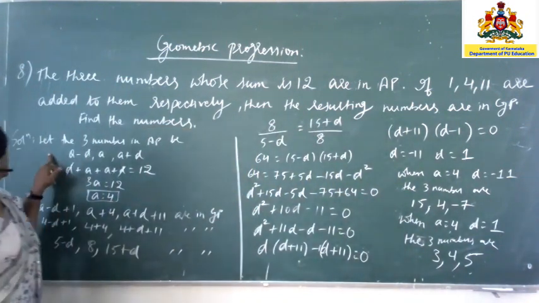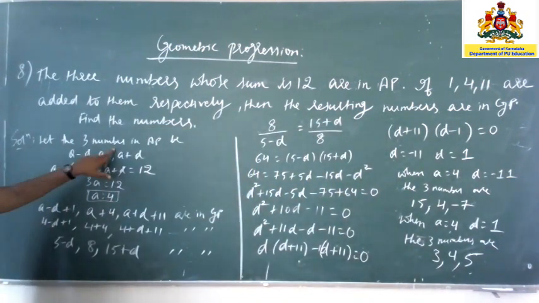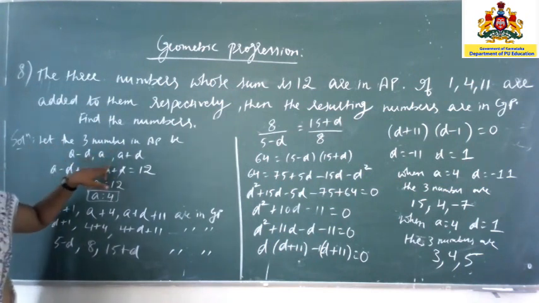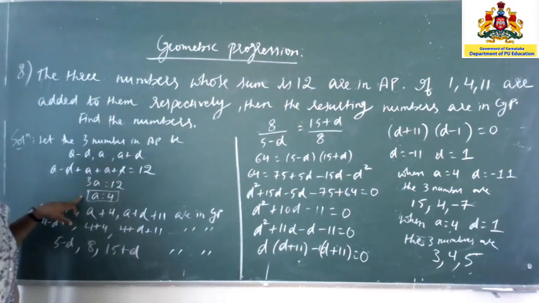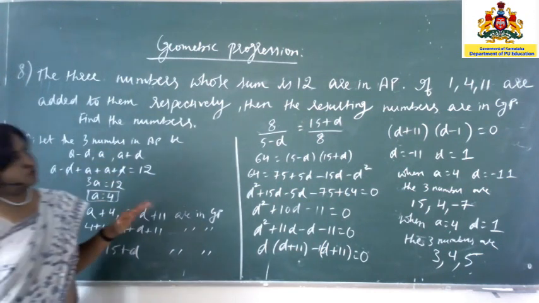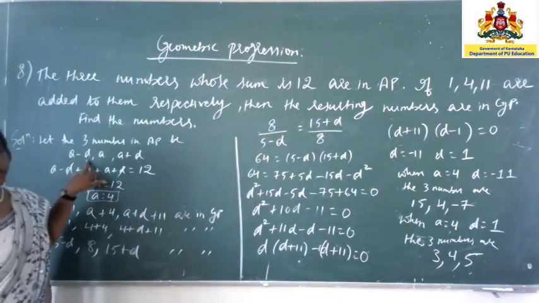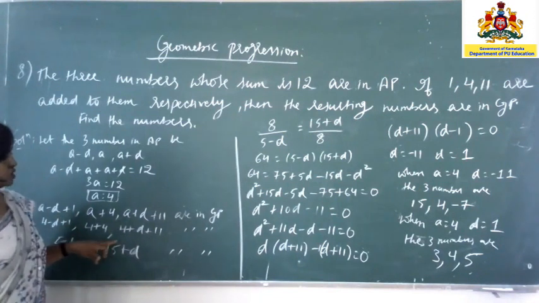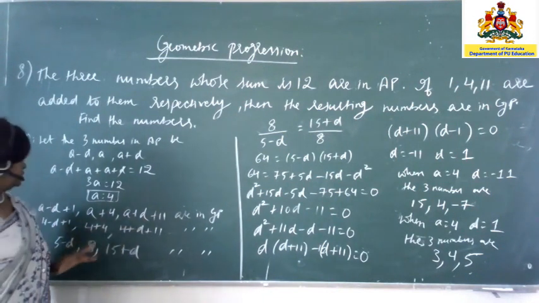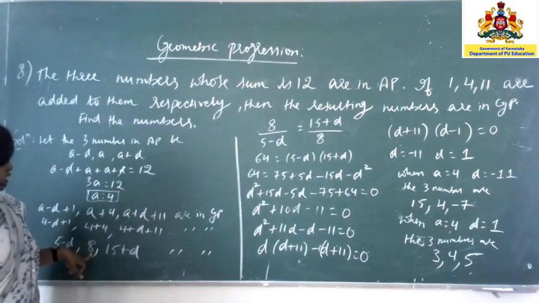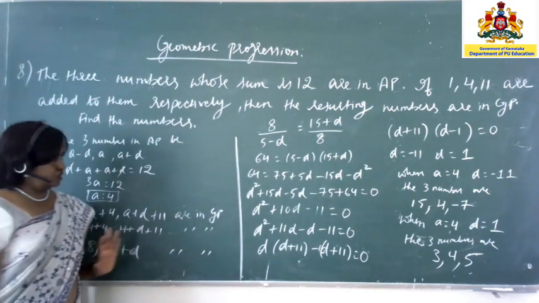So I'll repeat once again. Three numbers in AP: A minus D, A, A plus D. The summation is equal to 12, that is given, so you will get A value is equal to 4. Then when 1, 4 and 11 are added to the corresponding terms of AP, the resulting numbers will be in GP. So 5 minus D, 8, 15 plus D will be in GP.